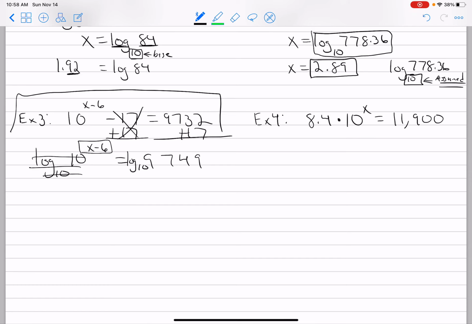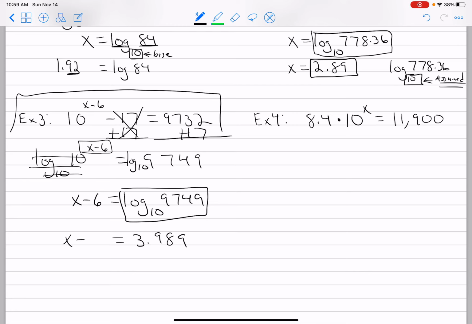All right, what happened over here? These canceled. That is what I wanted. I want to get x minus 6 by itself. And now on this other side, I have to take the log base 10 of 9,749. For this part, go ahead and calculate that right now. While you all are calculating it, I'm going to calculate it as well. Log base 10 of 9,749. If you did it, you should get something real close to 3.98, 3.99, okay? So I'm left with x minus 6 equals 3.989.